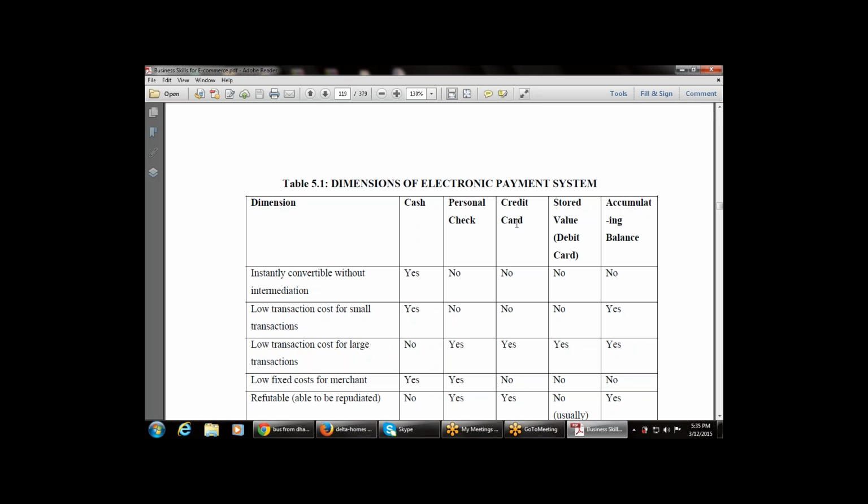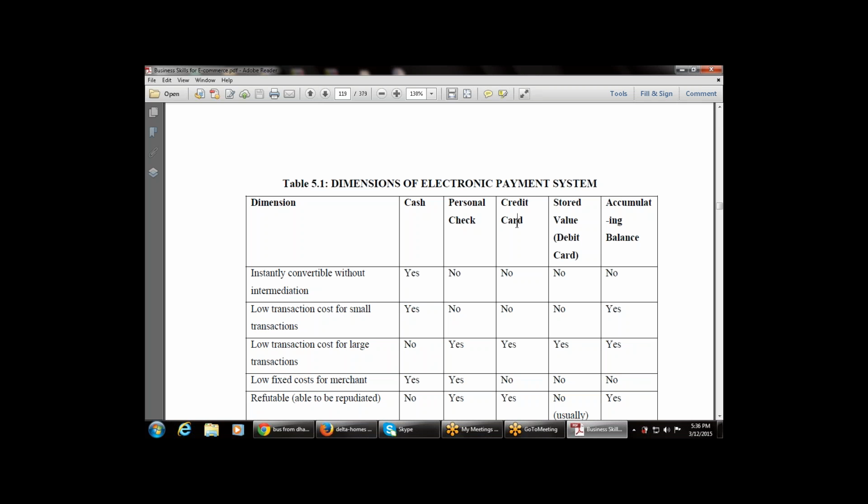So if it is available in the e-payment system, that is a yes, then no, no, yes. That is, if there is a low transaction cost for the small transaction that is available, then only is cash the better option. And there is accumulated balance available.